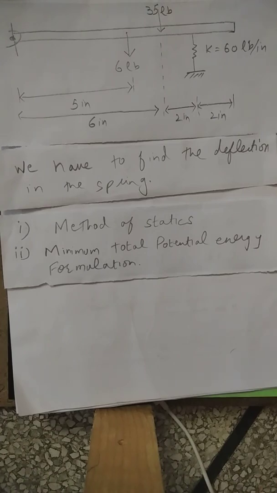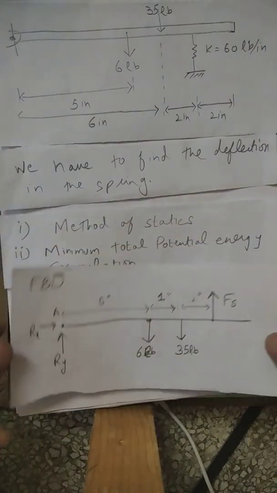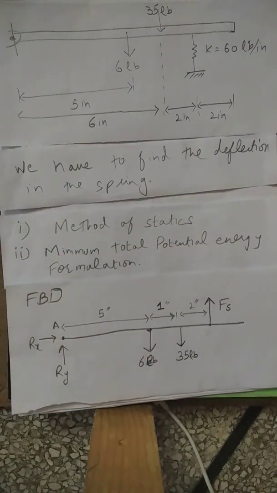First of all, we will draw the free body diagram. So here we have the free body diagram for this figure, in which we have 6 pound force at the middle, then we have 35 pound force, and the spring has been replaced with the force of the spring Fs, and we have the reactions at the point where it has a pin.